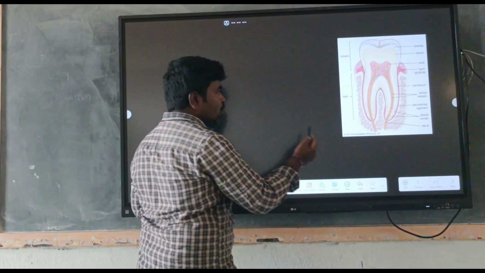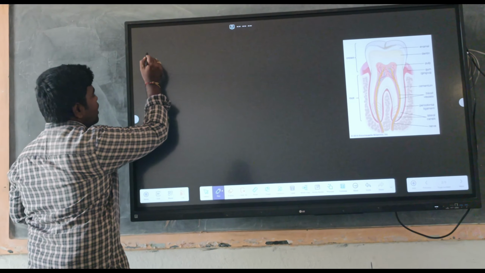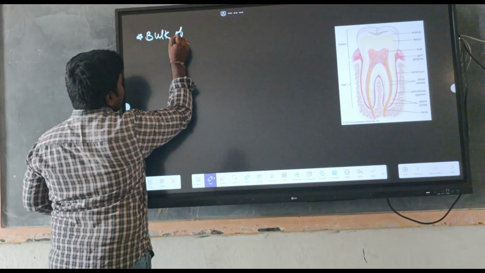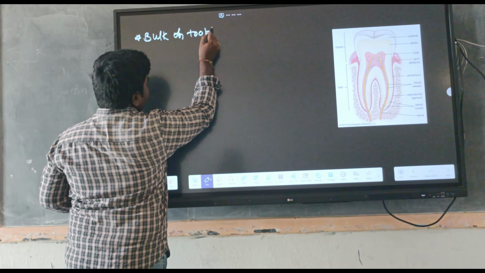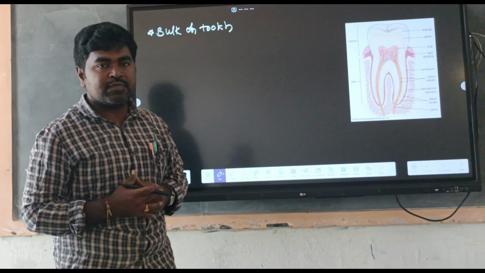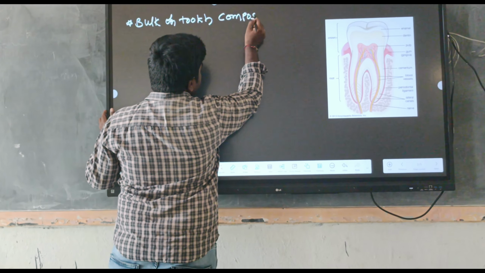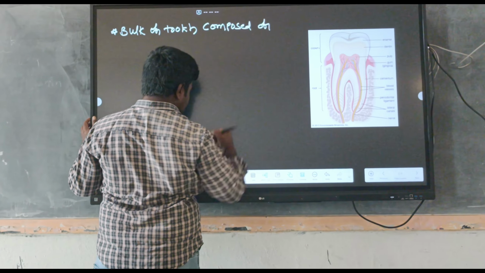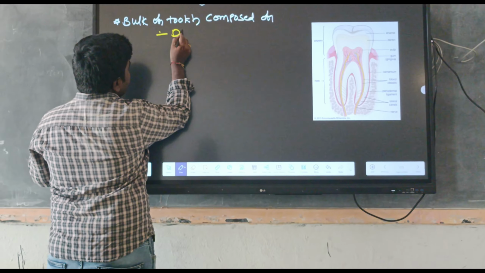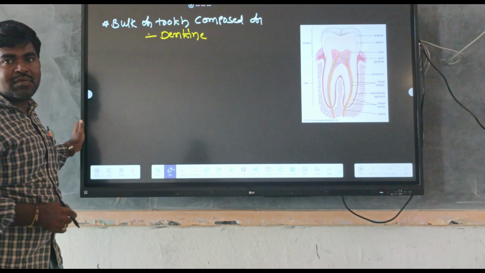Now let's come to the next one. We know that the tooth is of ectomesodermal origin. Why? First of all, the bulk of the tooth. What do we mean by the bulk? Bulk means the major portion, the majority percentage of the tooth. The bulk of the tooth is composed of a material called dentine.